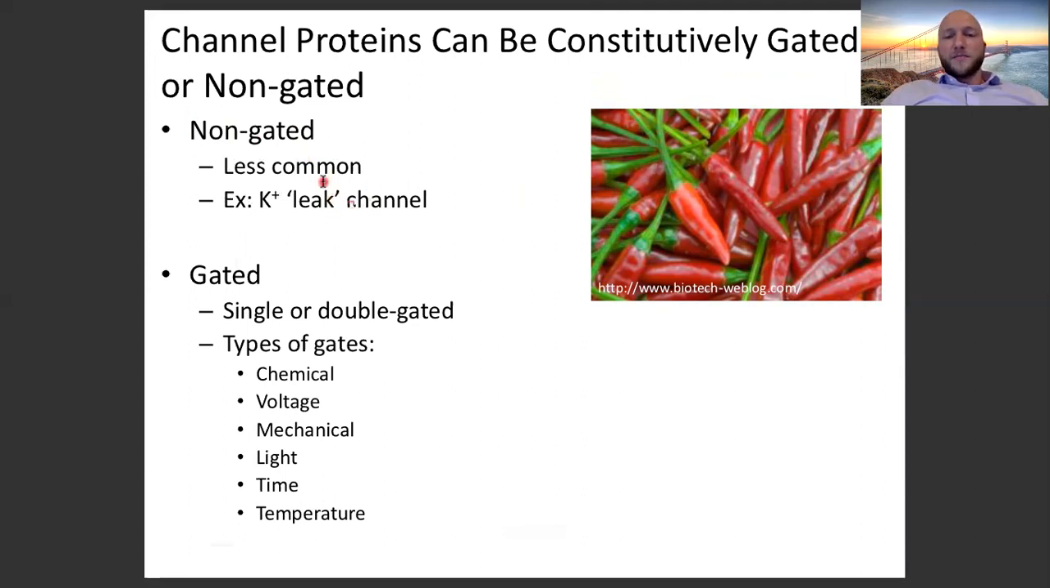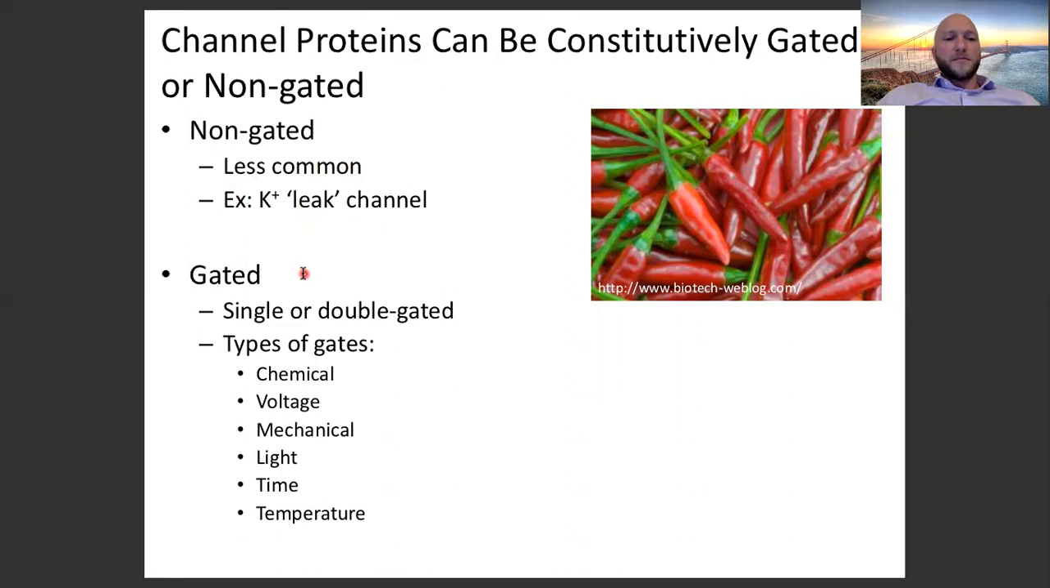Non-gated channels are doorways into and out of the cell that are always open, that things can always move in and out. We're going to talk about potassium leak channels when we talk about nerves for test 2. Another common one that you might have heard about is an aquaporin. Aquaporins don't have gates, so the water can just move in and out.